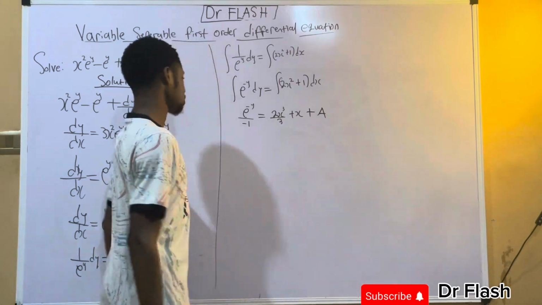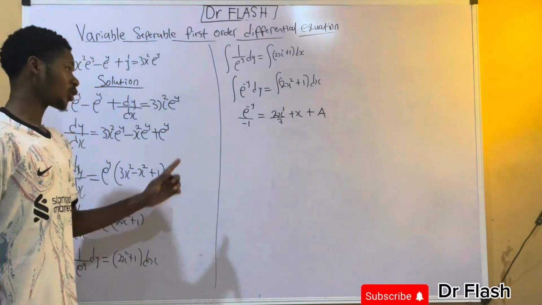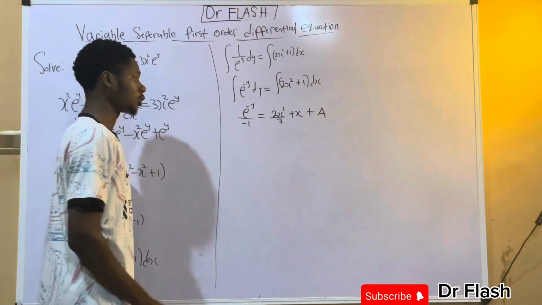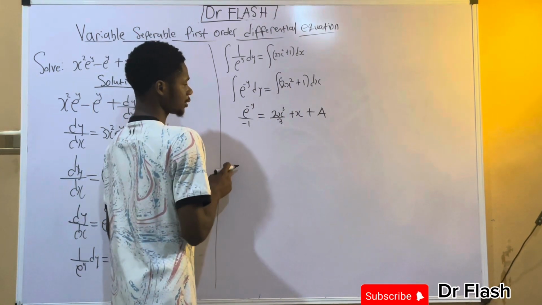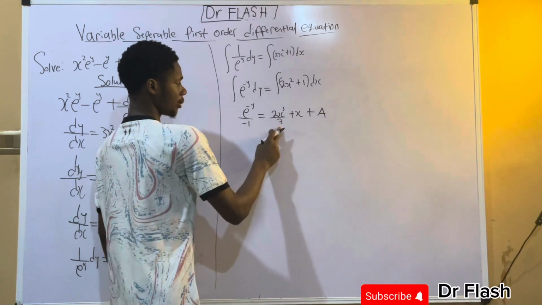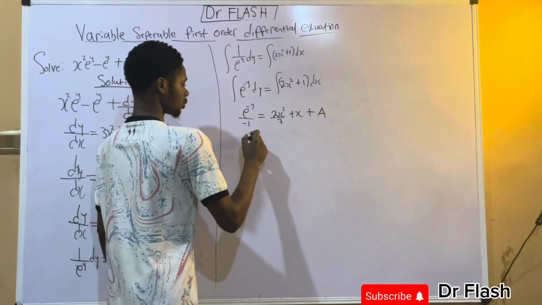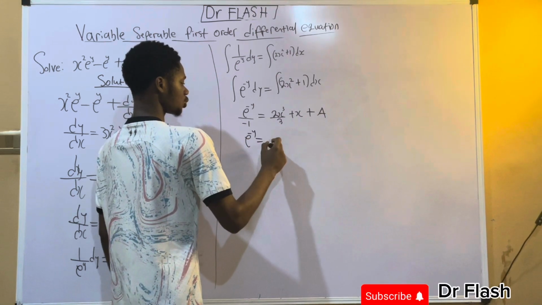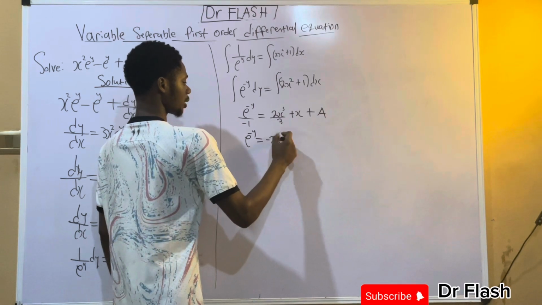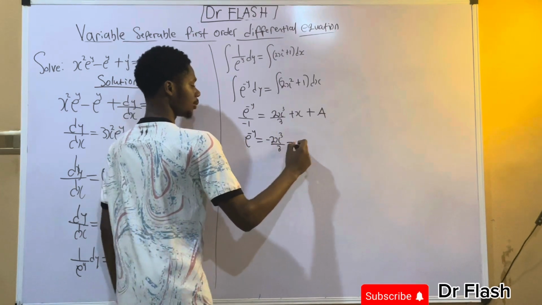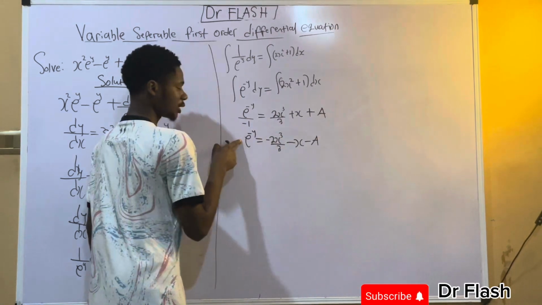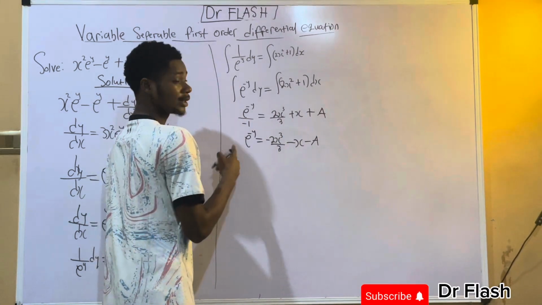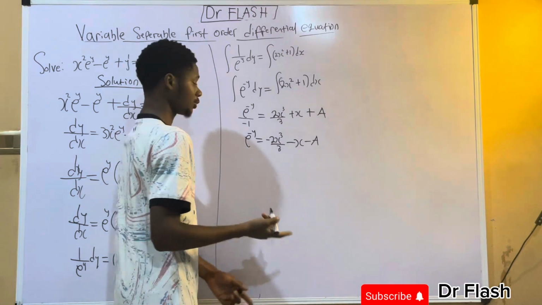Now we are done with the differential equation. What we want to do is make y the subject of the formula. That is what I will always tell you. So to make y the subject, first things first, we are going to multiply through by minus 1. So we have exponential minus y equals minus 2x cubed over 3 minus x minus a. Now to get rid of the exponential sign, we take the log to the base of exponential, that is the ln of both sides.